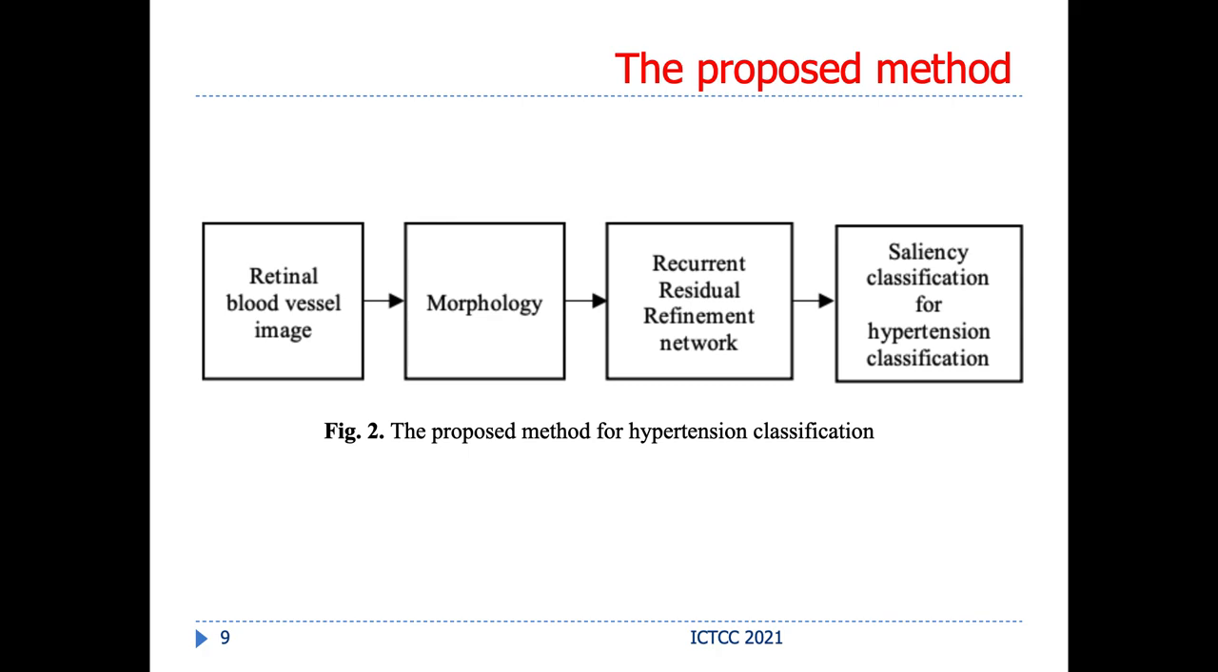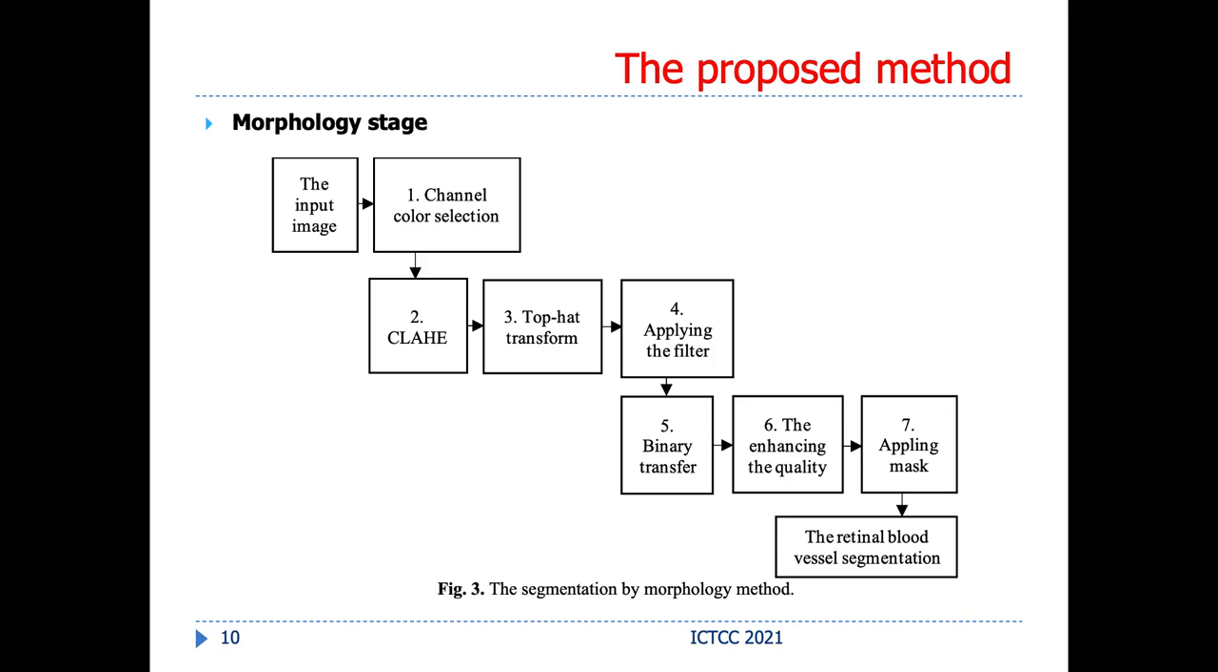In this model, the morphology stage and the recurrent residual refinement network are the main stages. The original morphology stage includes 7 steps, as in figure 3. From the input image, the first step is choosing the color channel. Each image has 3 color channels: red, green, and blue. In this paper, we chose the green channel for the next step.